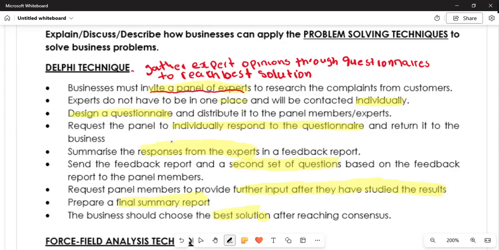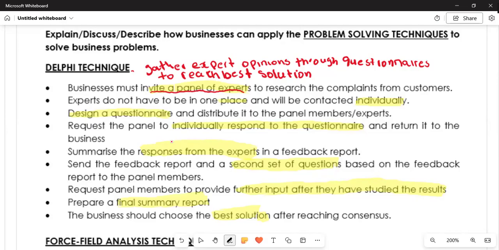Let's say the company selects 5 logistic experts from different cities. Maybe, let's say our problem here is that a company is receiving many customer complaints about their delivery times. Let's say the problem is the delivery times. So management is not sure of the real cause of the problem of delivering their products to customers on time.